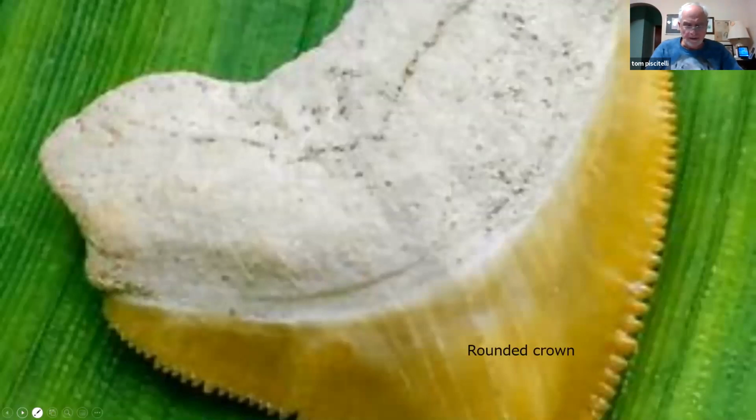This shark's tooth has a more rounded shape. Note that the jagged cutting edges differ in size. So some are bigger and some are smaller as you look at the various jagged edges, called serrations, along the edge of the tooth. Next, please.